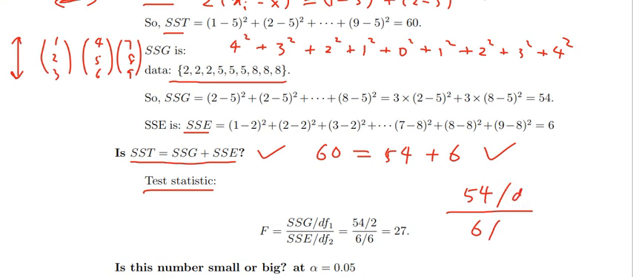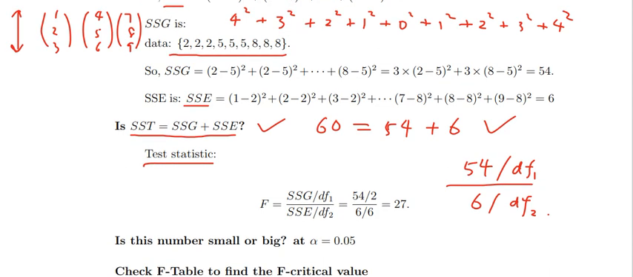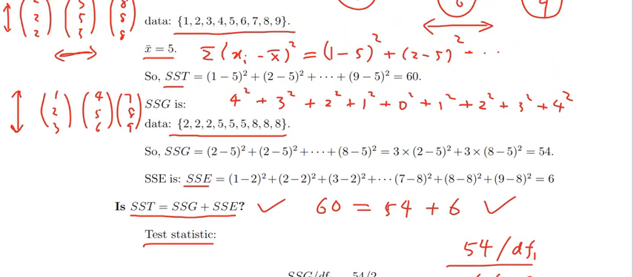So how can we determine this degree of freedom, df1 or df2? How can we determine the degree of freedom? Let's separate them. What is the degree of freedom for SSG? Let's go back to SSG. How can I find the degree of freedom for SSG?